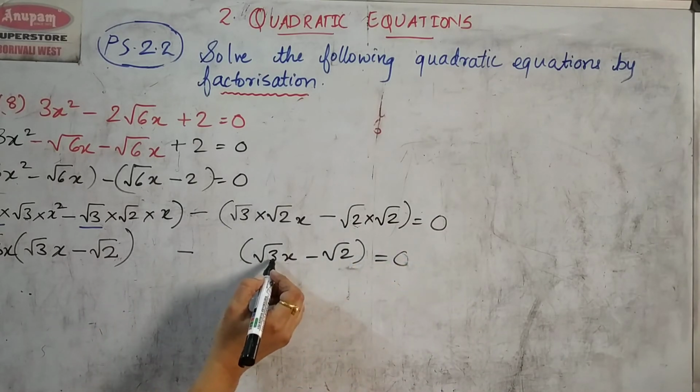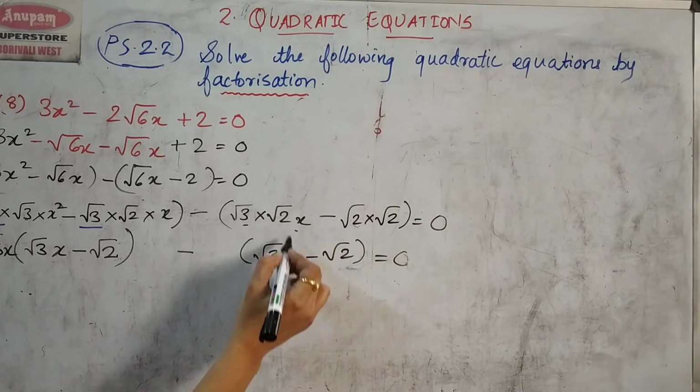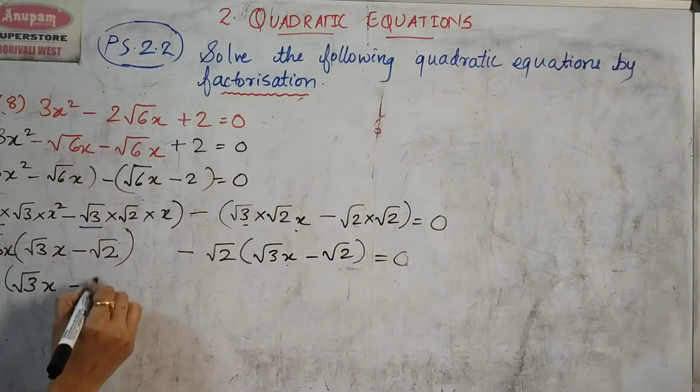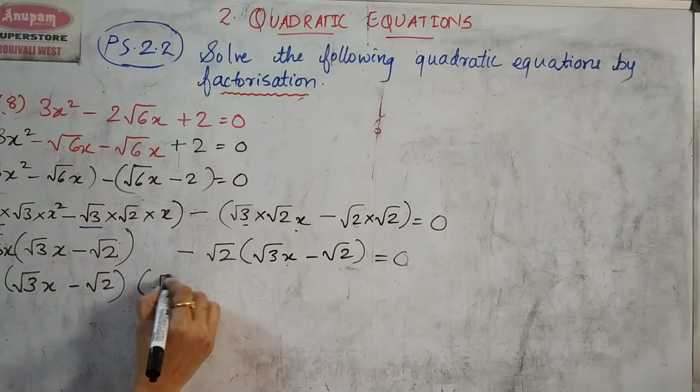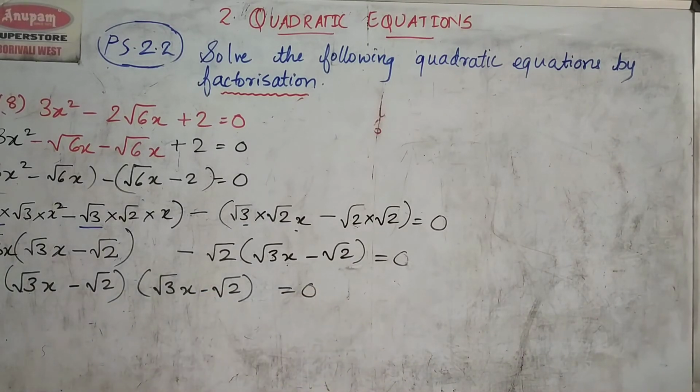Outside what will be there? √3 is remaining inside, and x, this and this is inside. So what will go outside is √2. So our two brackets are (√3x − √2) and the other bracket is also (√3x − √2) is equal to 0.